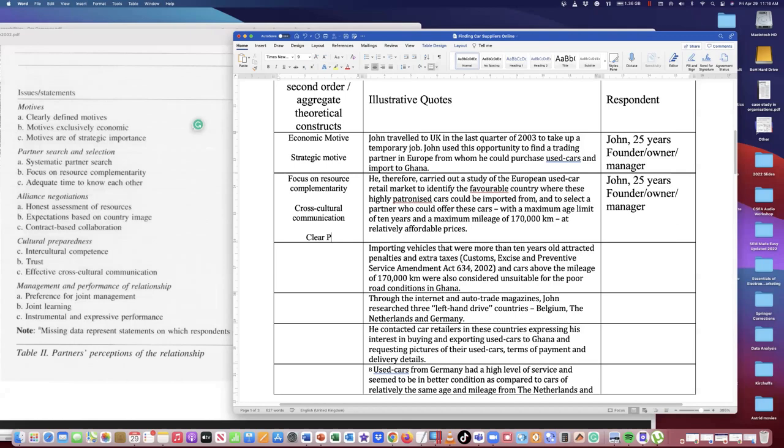Systematic partner search. Doesn't it fall under selecting a partner who could offer these cars? You are saying it because the search process has activities in it. This is the activity. It's not wrong what you are saying, but that one is a higher-level code. I'm trying to talk about the fact that before you can arrive at systematic partner search, you should have selection criteria. Isn't it true? What is telling me here is more about selection criteria.